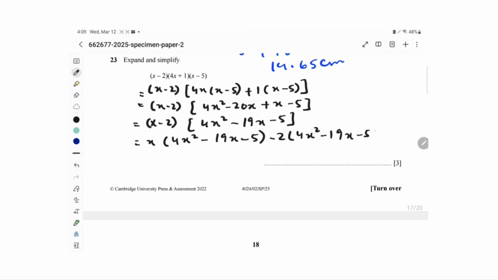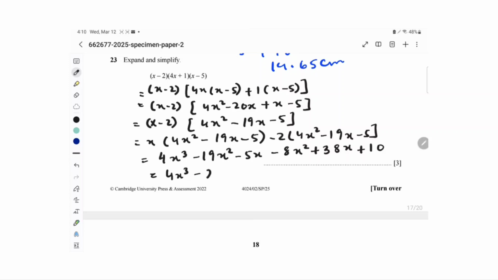Okay, now what do you do? Multiply: 4x cube minus 19x square minus 5x minus 8x square. 2 times 19 is 38, but it will be positive, because minus and minus becomes positive, and plus 10. So 4x cube, then 19 and 8 is minus 27x square, plus 33x, and then plus 10. This is your answer for this question. Okay, it's a 3 marks question.